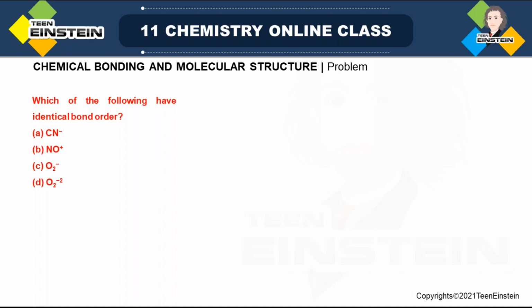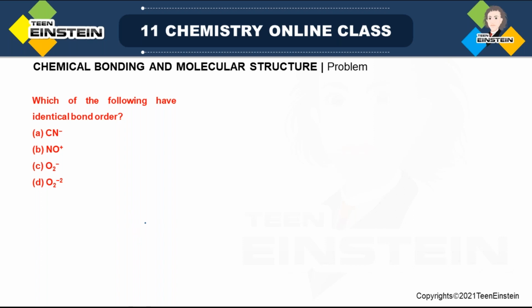So for these ions, basically all these are ions, there is some negative charge or positive charge. If you count the total number of electrons, just as we have done for the last example, carbon monoxide and NO plus, the same thing you can also do here. So CN minus, NO plus, then O2 minus and O2 2 minus. Different types of ions are there. O2 minus is superoxide, O2 2 minus is peroxide.